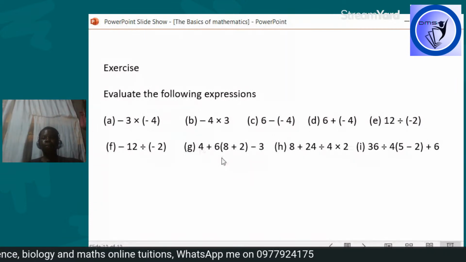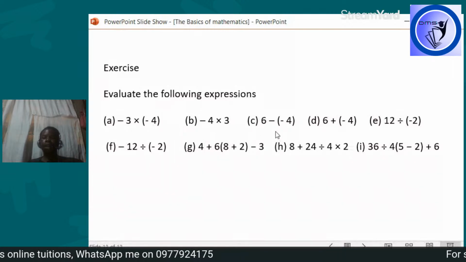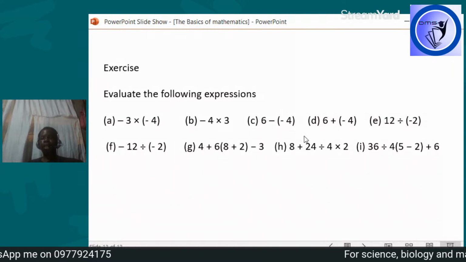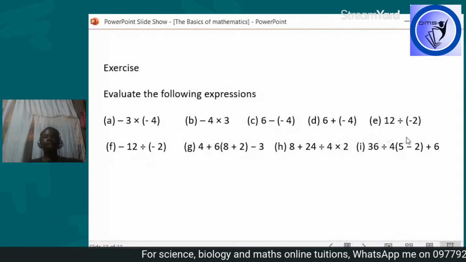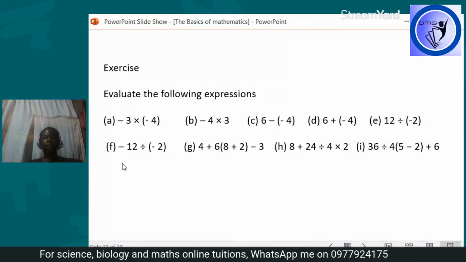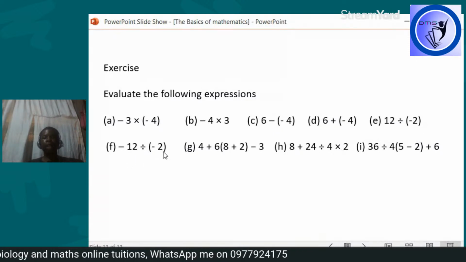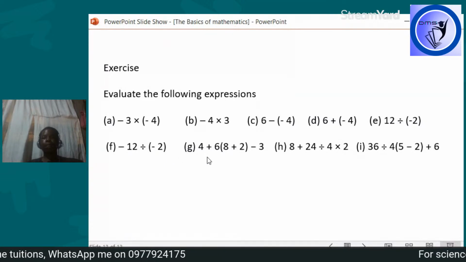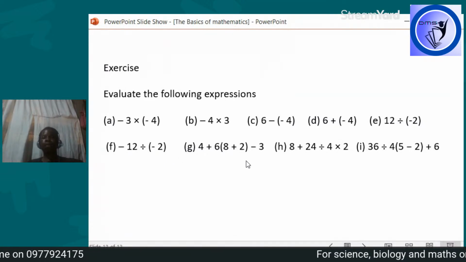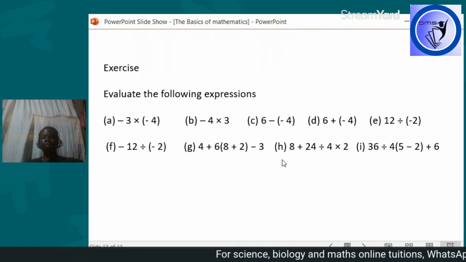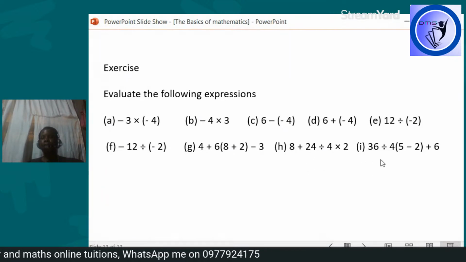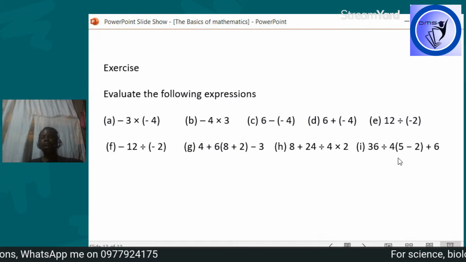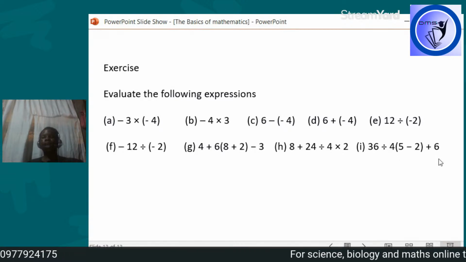Then B, we have negative 4 times 3. Then C, 6 minus open brackets minus 4. Then D, 6 plus open brackets minus 4. Then E, 12 divided by open brackets minus 2. Then F, negative 12 divided by open brackets negative 2 close brackets. Then G, 4 plus 6 open brackets 8 plus 2 close brackets minus 3. Then H, 8 plus 24 divided by 4 times 2. Then I, we have 36 divided by 4 open brackets 5 minus 2 close brackets plus 6.